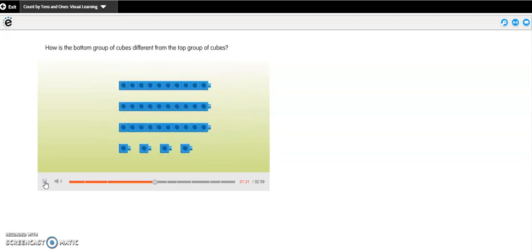How is the bottom group of cubes different from the top group of cubes? Okay, so let's look at the bottom group of cubes and the top groups of cubes. What's different about these cubes on the bottom? It looks like the top groups are all put together to make a train, and the bottom group are not put together. The top groups look like they're in groups of 10. Do we have 10 at the bottom? Let's count. 1, 2, 3, 4. So it looks like we have 3 groups of 10 and 4 extra ones.